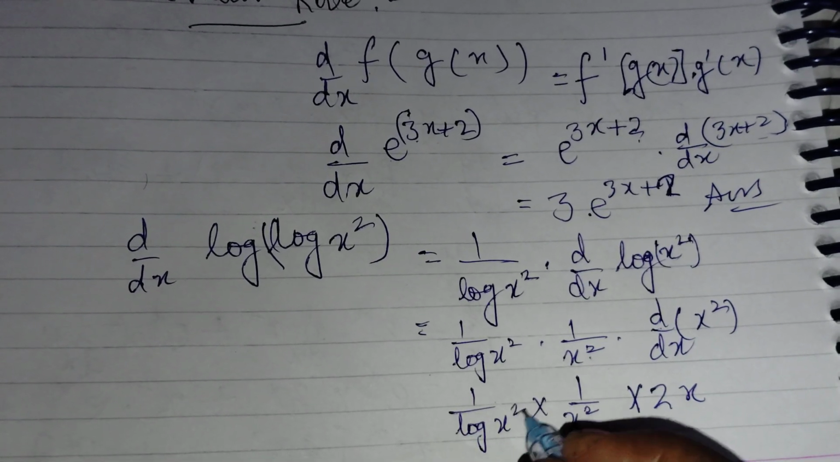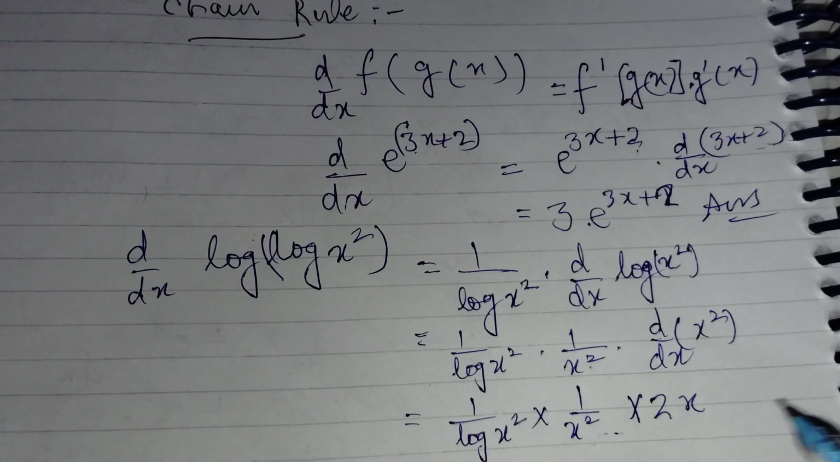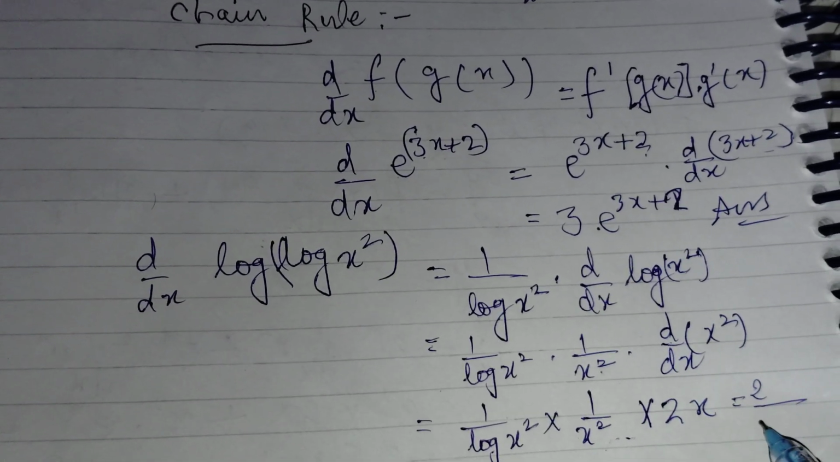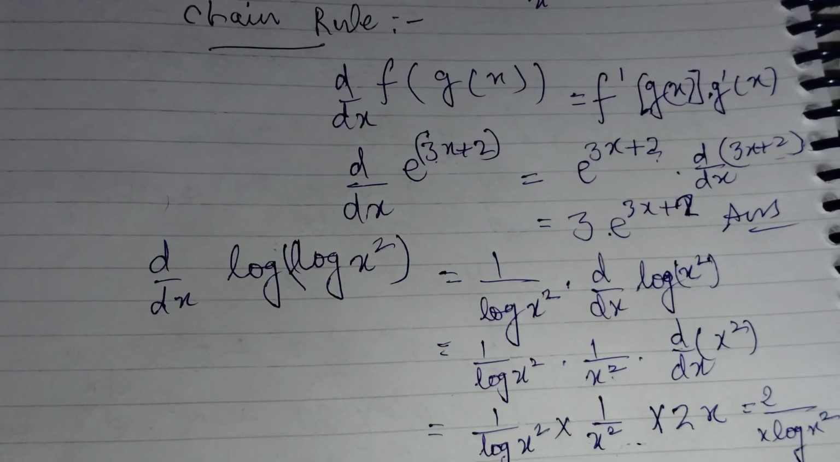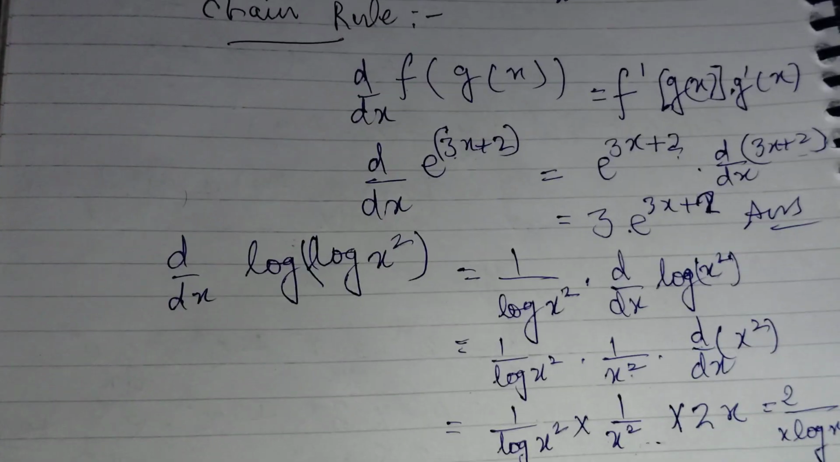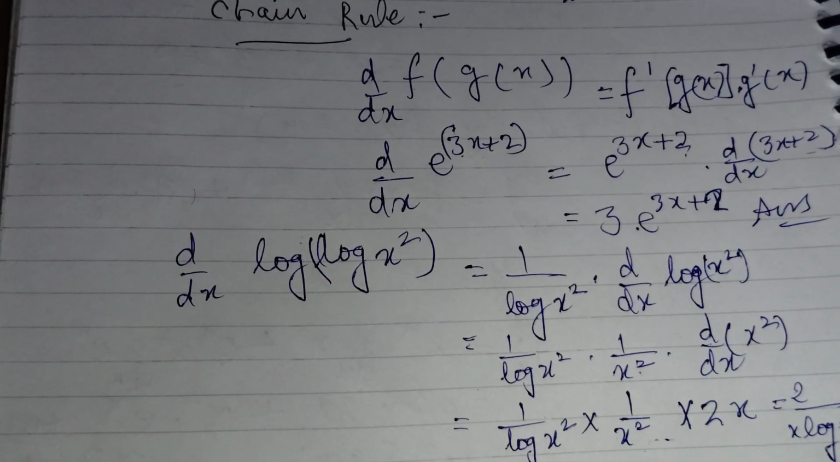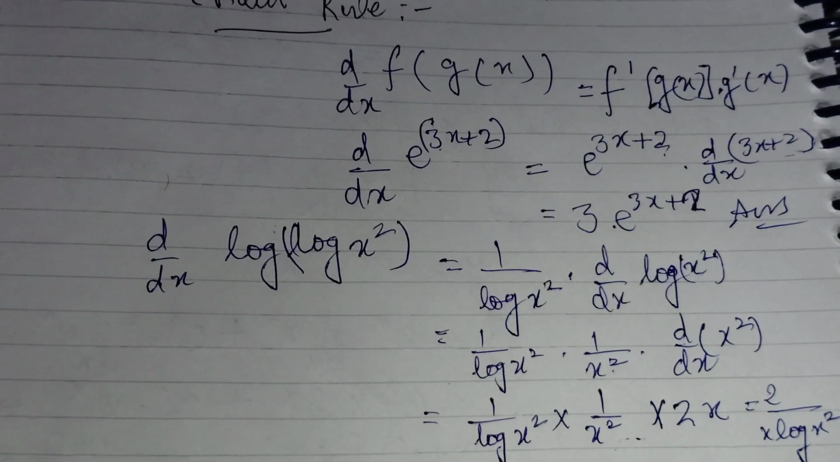So this is the answer. The x from numerator and denominator cancel out, so finally after simplifying we get 2 upon x log x square. This is the answer. I hope you have understood. These are the basic differentiation rules that we consider at the beginning of the differentiation chapter.